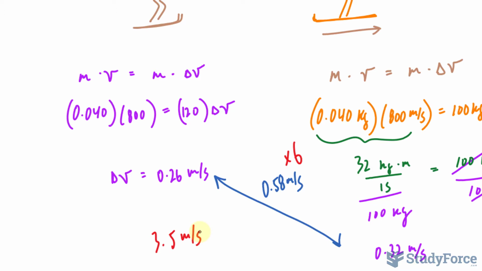So if they both started off at the same speed, after 6 bullets, James Bond would be around 3.5 meters per second faster than the other character.